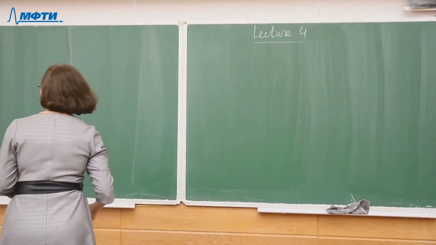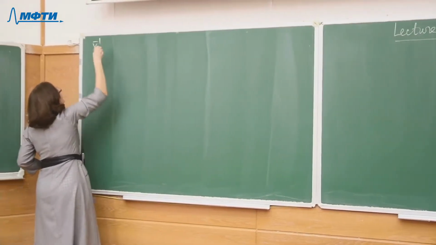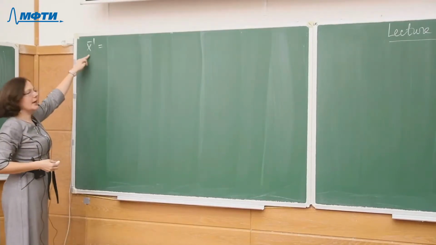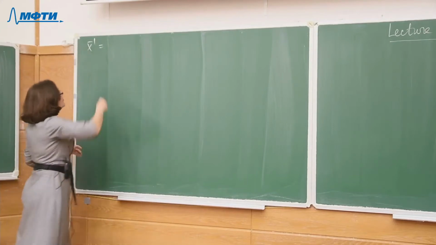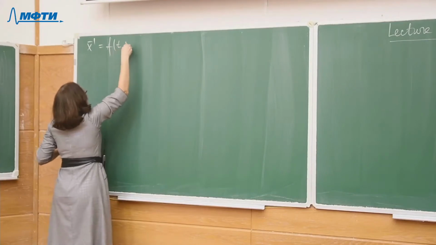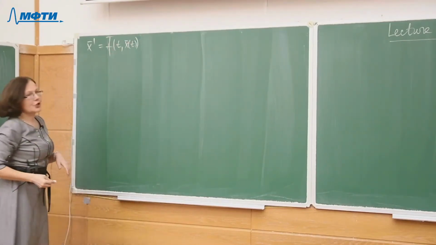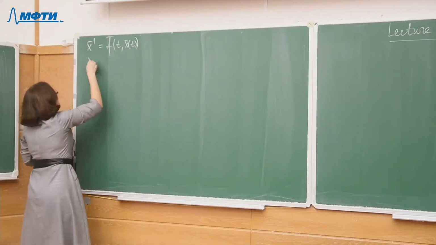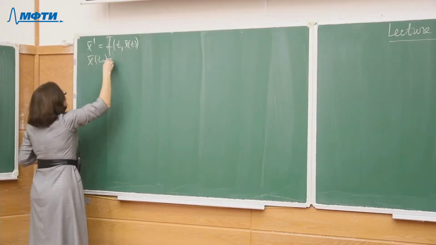Okay, I'd like to recall that we consider the differential equation in the vector form. This is the vector function. The first derivative x'(t) is equal to f(t, x(t)). x is a vector, f is a vector function. This is our differential equation. And we consider an initial value problem: x(t0) equals x0.